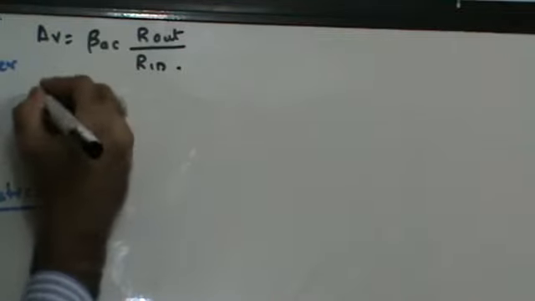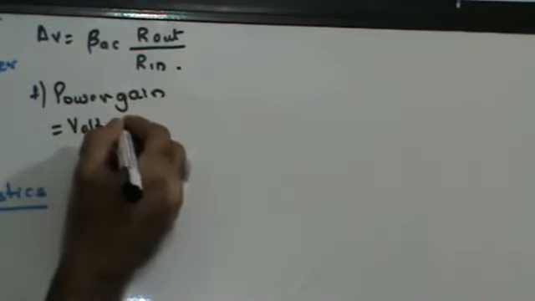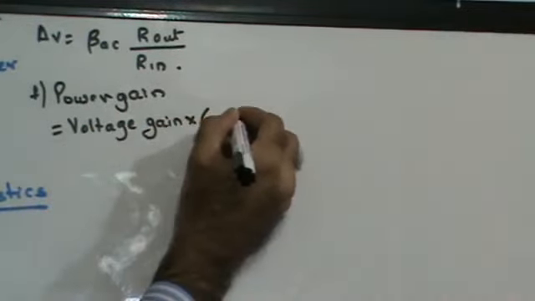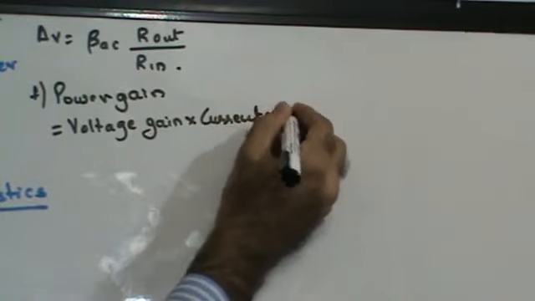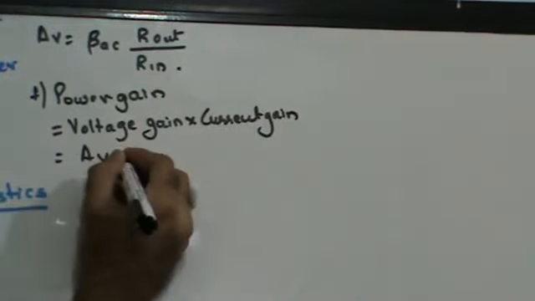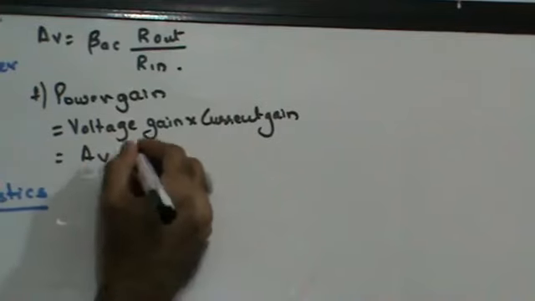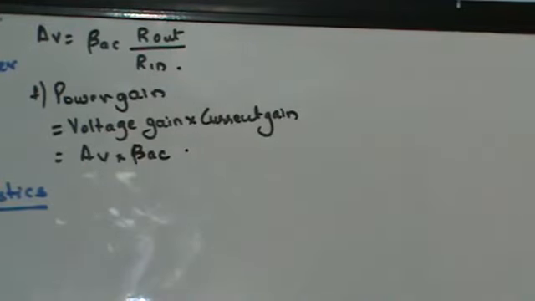Now, how do I find out power gain? I can say that the power gain is nothing but voltage into current, so it will be nothing but voltage gain AV into current gain beta AC. So those are all the equations that are used in a transistor. Fine, do we get this thing here?